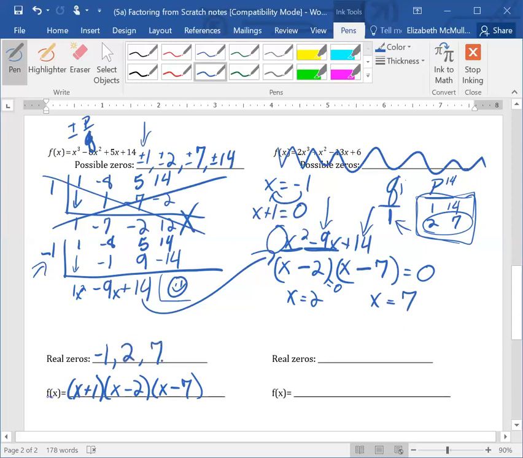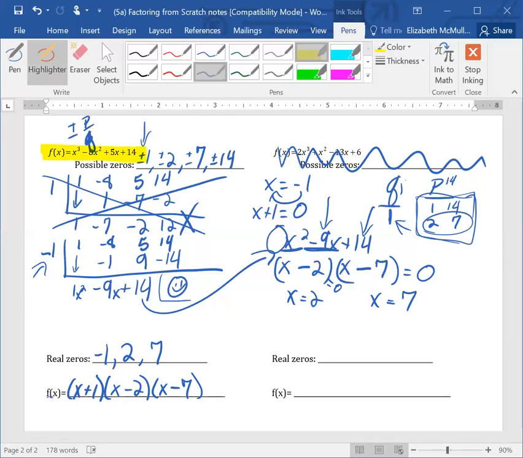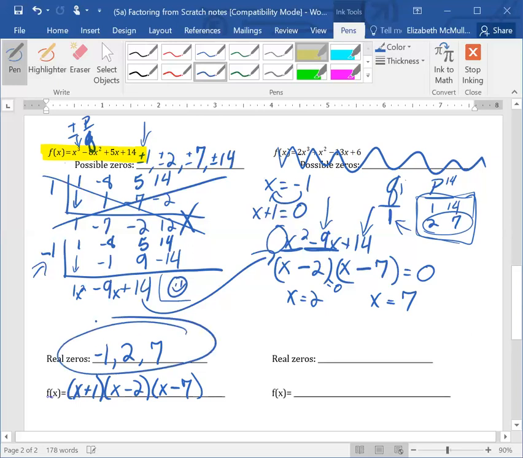All right, really quickly, we're going to look at this back to our original problem up here. This is supposed to be a highlighter. There we go. My thing froze for a second. And notice what my degree is here. See that this is a third degree polynomial. It's got that x cubed, which tells us we're supposed to have 3 real zeros. How many real zeros do we have? We have 3. So we're good.